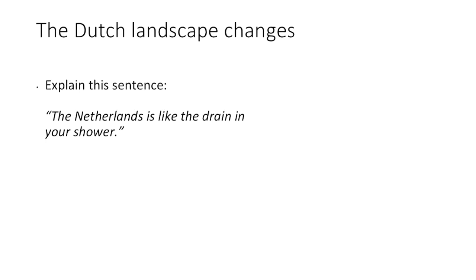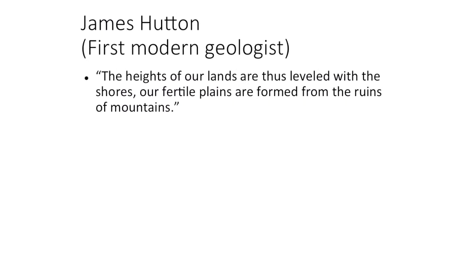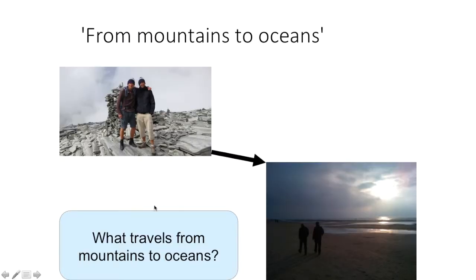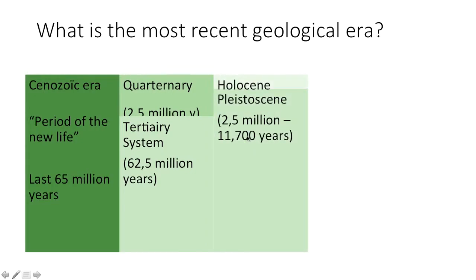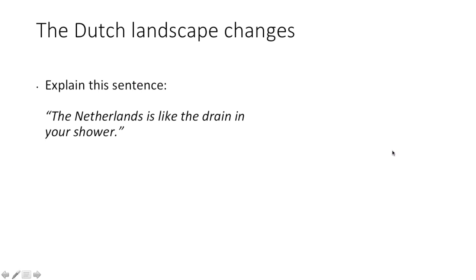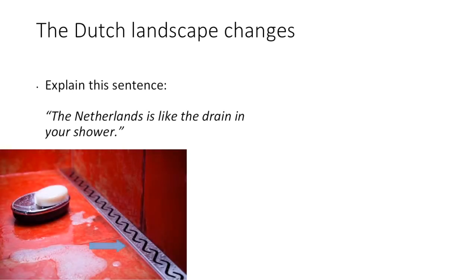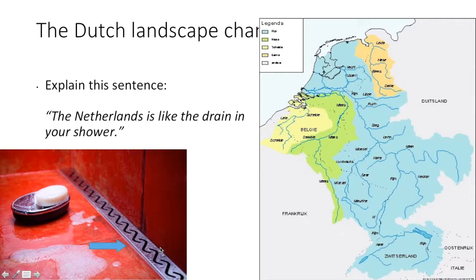Okay, now if you know that water takes material from mountains and brings it to oceans, and you know that the Netherlands has been near the sea for a long period of time, can you then explain the sentence, the Netherlands is like the drain in your shower? None of you had a problem with that, because everybody could see that water always flows to the lowest point. And the Netherlands has been a low point for a long time.